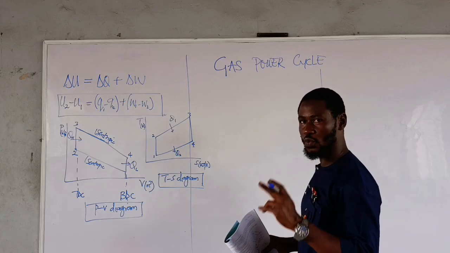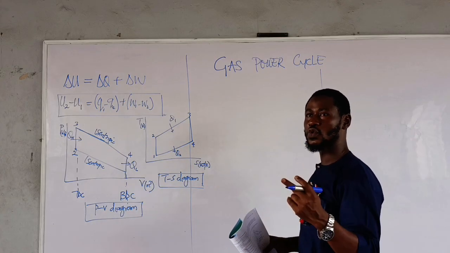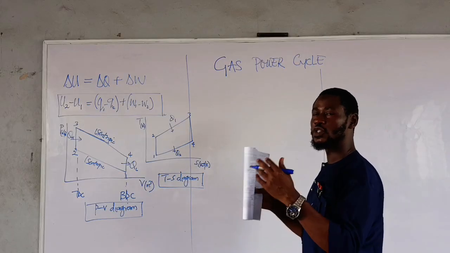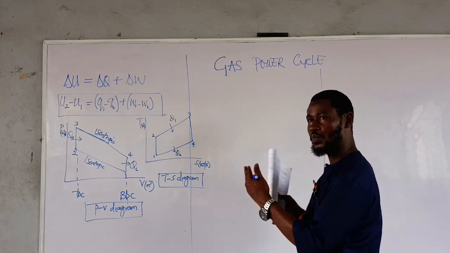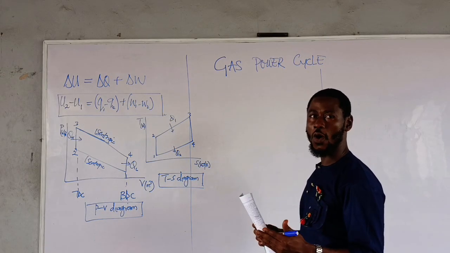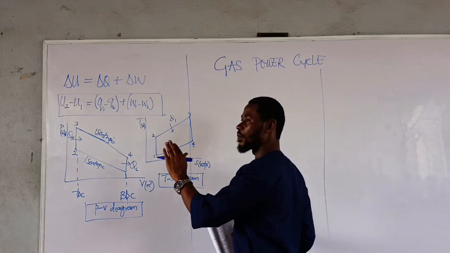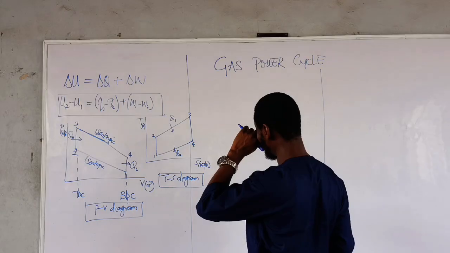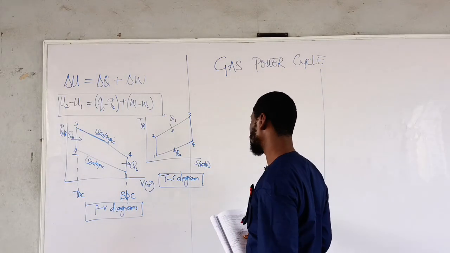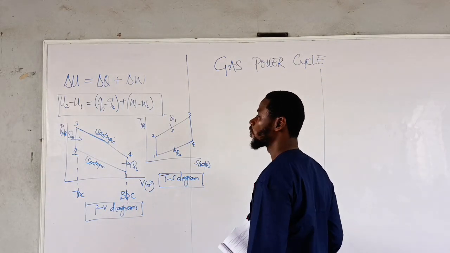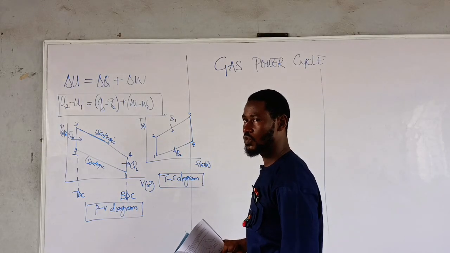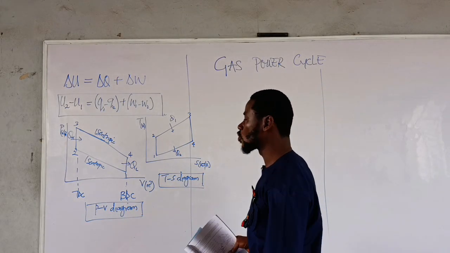It comprises two processes. You have two isochores and you have two isentropes. The isentropes expand and compress. The isochore is where heat is being supplied at a constant volume as well as being rejected at a constant volume. Now, for work input for stage 1 to stage 2, or process 1 to 2.